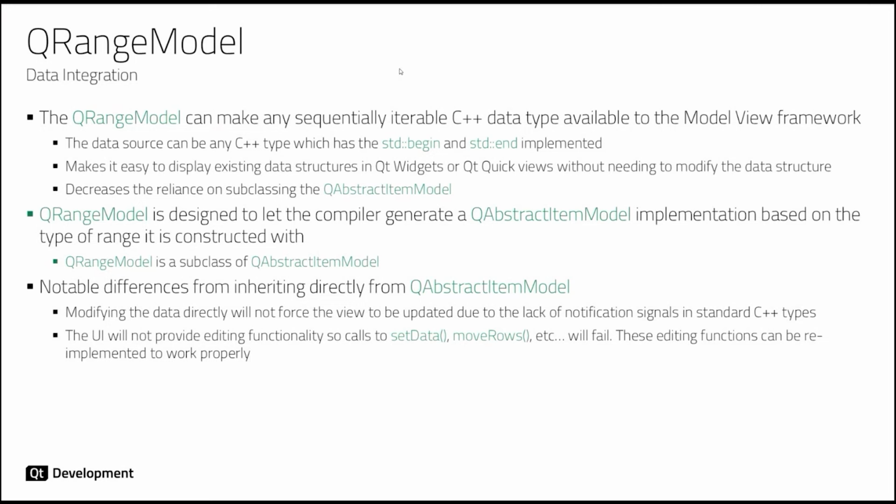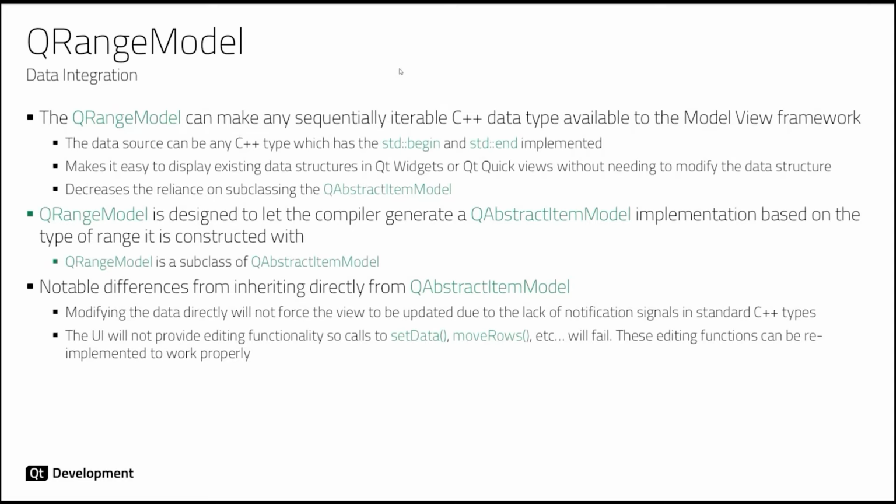Now the QRange model is a subclass of the QAbstractItemModel, so it is still using QAbstractItemModel under the hood, but it basically generates it for you instead of requiring you to subclass it yourself. Although there are some notable differences when inheriting directly from QAbstractItemModel versus using the QRange model, where modifying the data directly does not force the view to be updated.